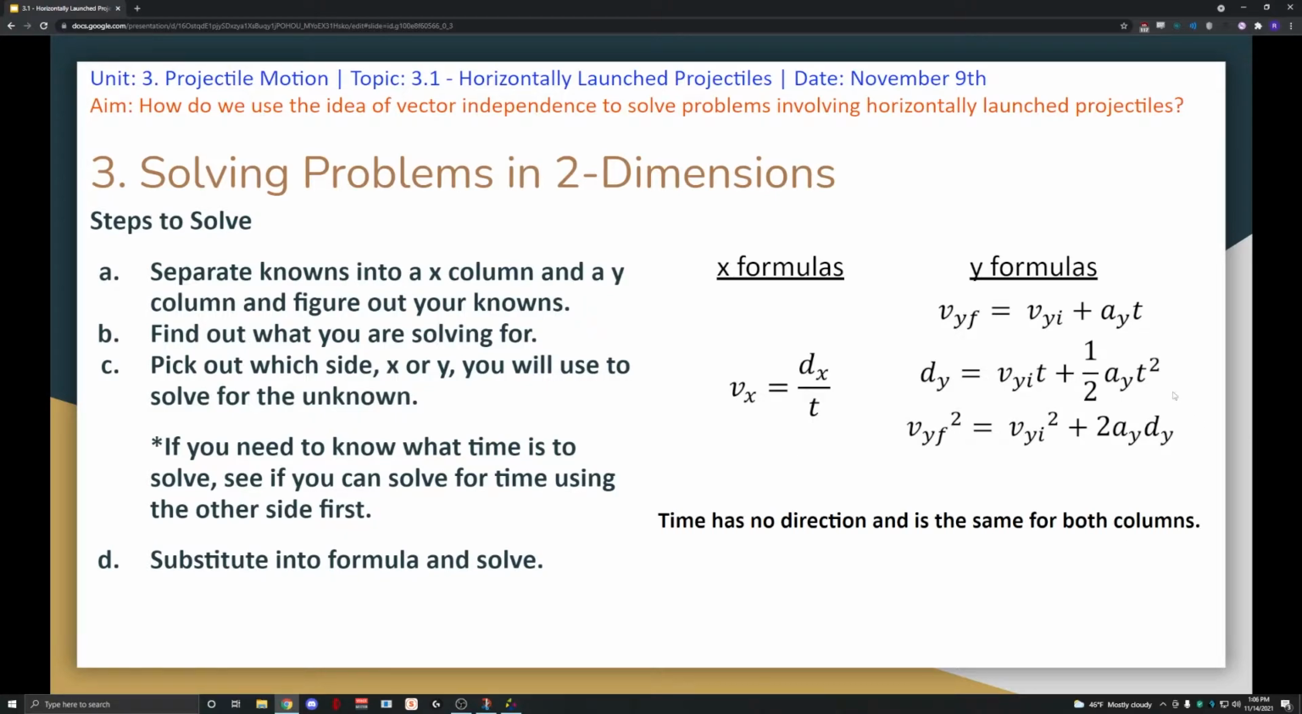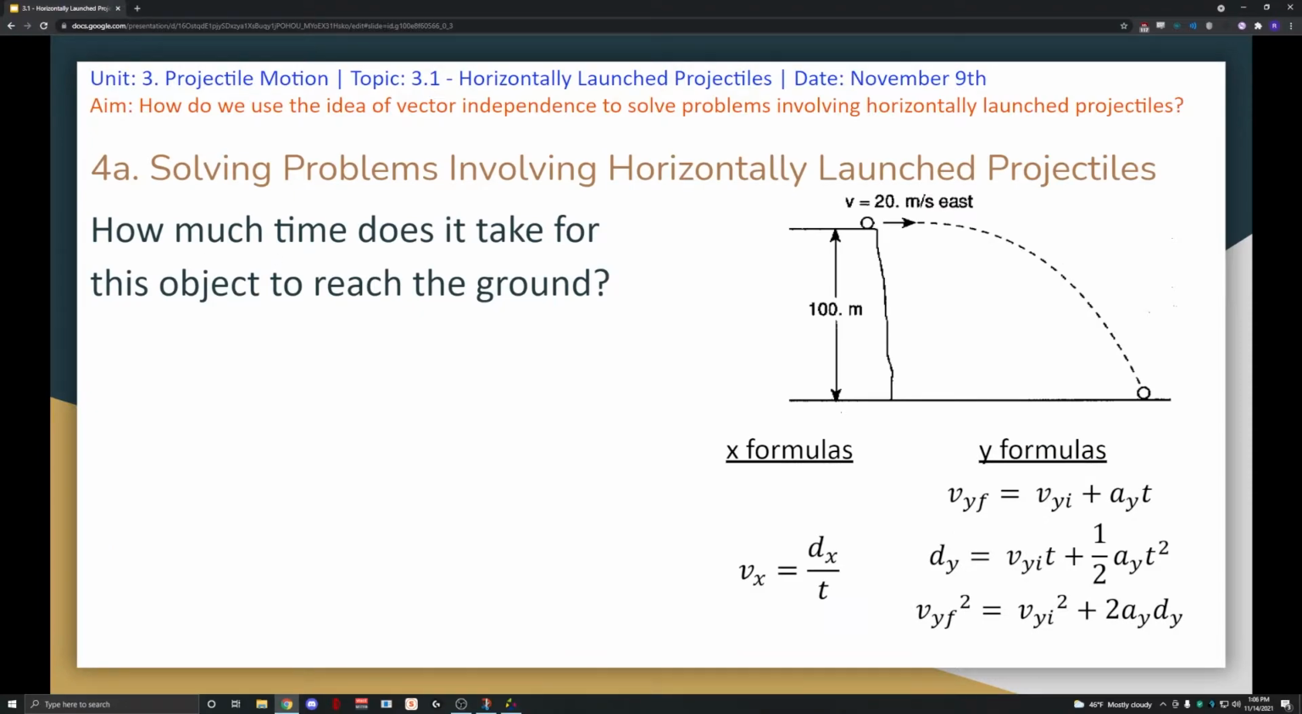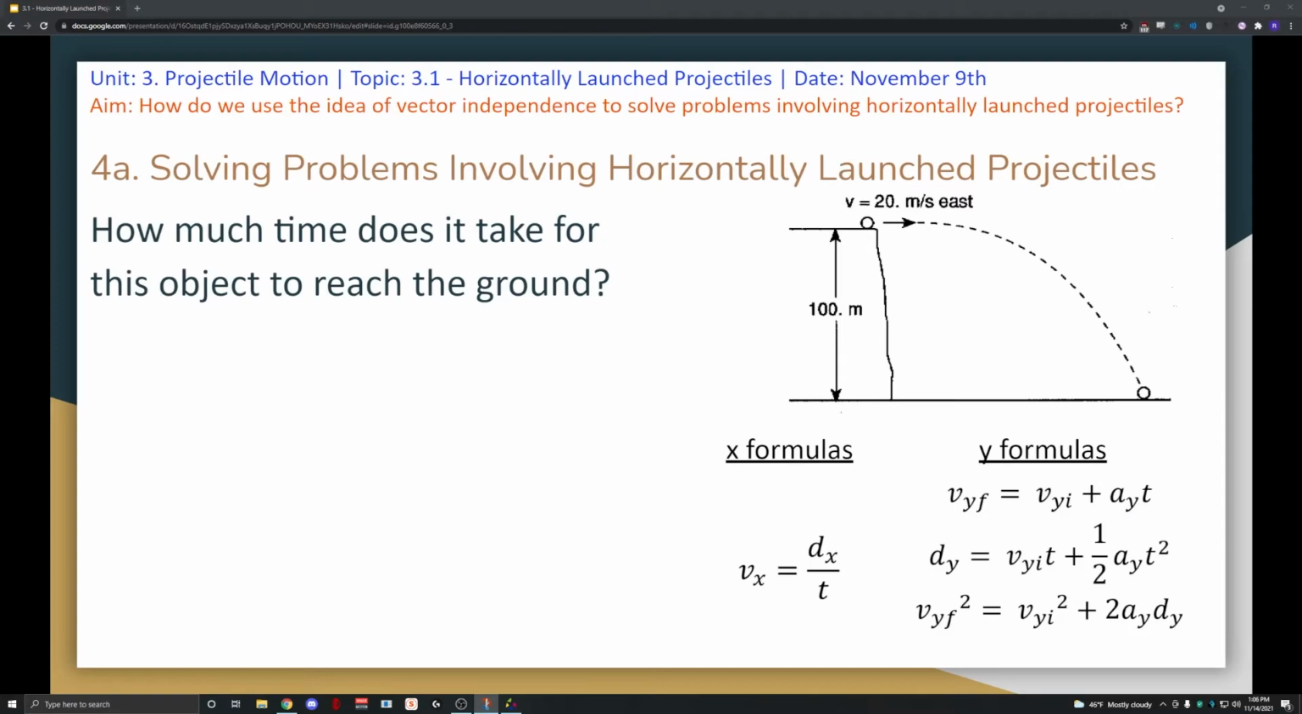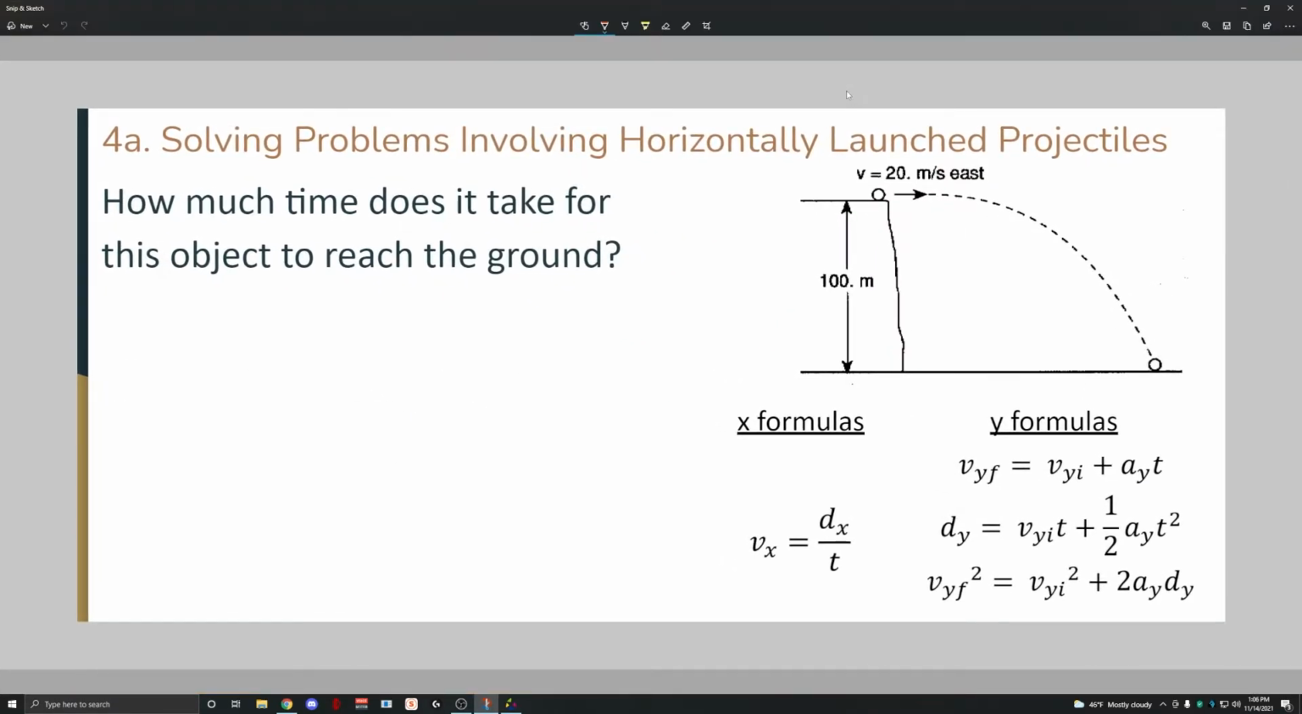So let's get to solving some problems. Problem number 1. How much time does it take for the object to reach the ground? So you have an object launched horizontally, and we're going to split our knowns into x and y.